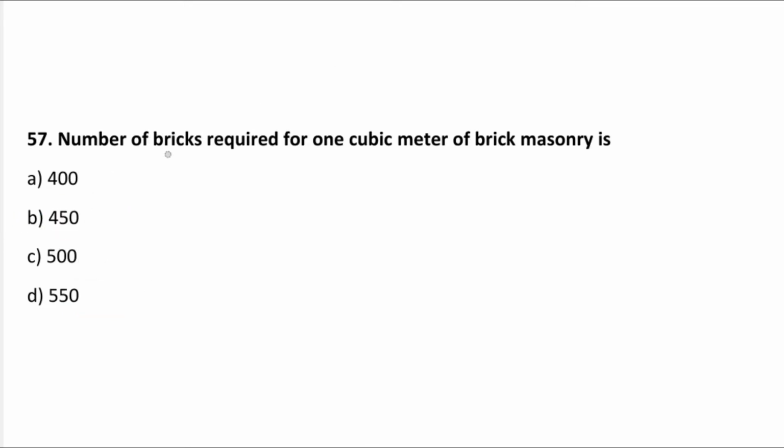Next question, the number of bricks required for 1 cubic meter of brick masonry is: option A 400, option B 450, option C 500, option D 550. The correct answer is option C 500.